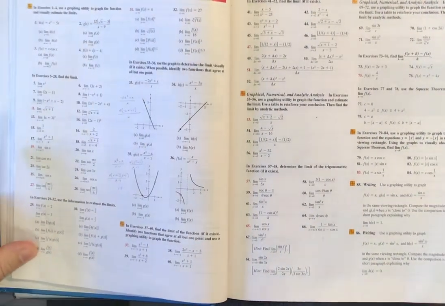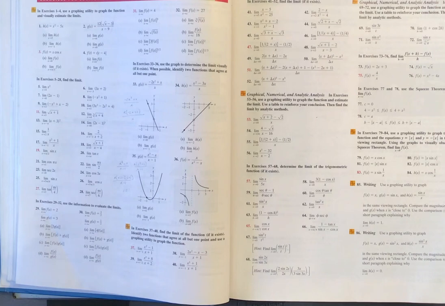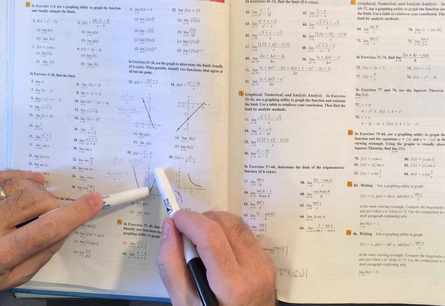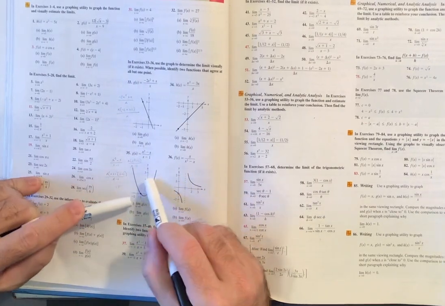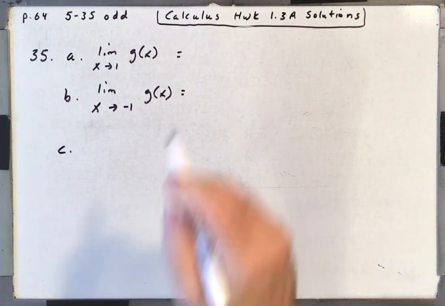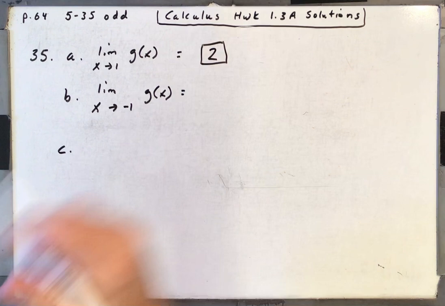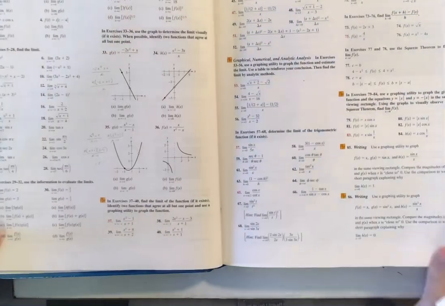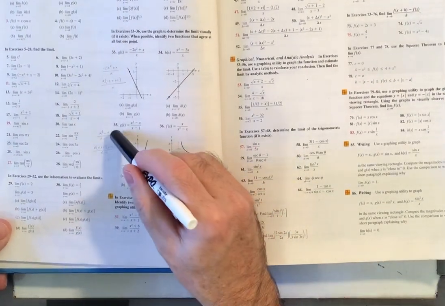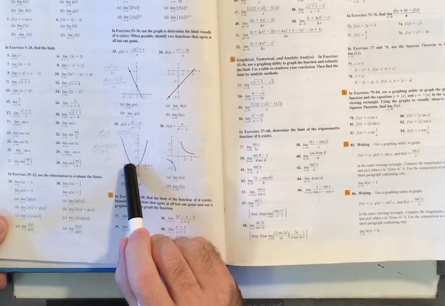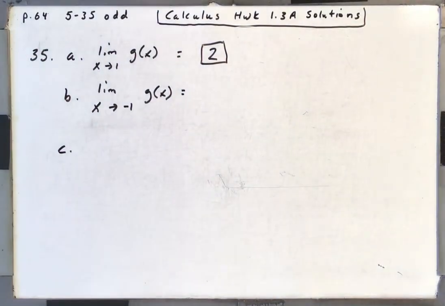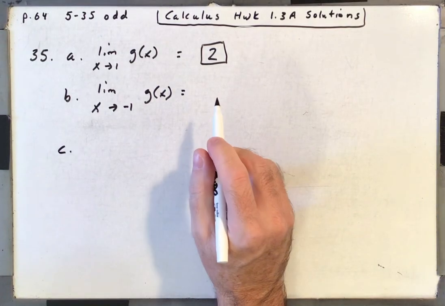Okay, let's look at the graph here on number 35. So where do our hands come together as x approaches 1? So from the left, here's 1. From the right, the y value is 2 for part A as x approaches 1. As x approaches -1, coming from the left, coming from the right, the y value is 0. So 2 and 0.